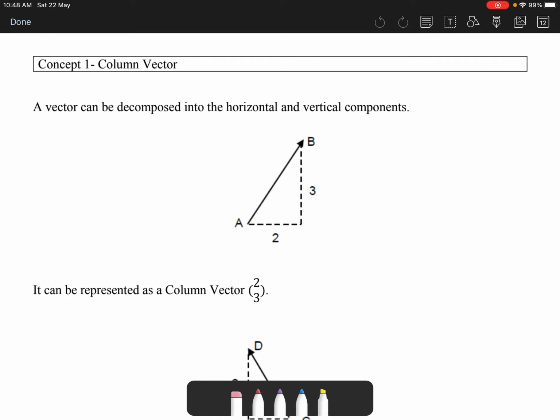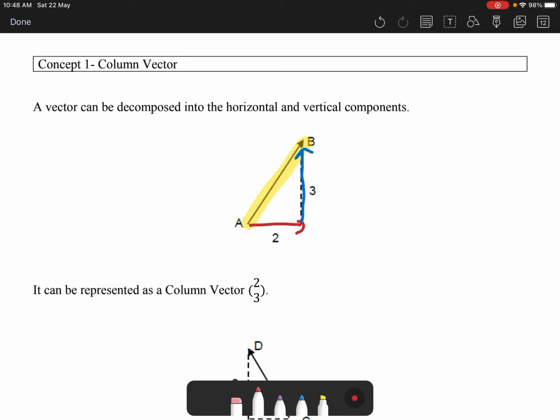The next concept will be on something called a column vector. So if we want to represent this arrow in terms of column vector, how should we do it? First of all, this vector can be decomposed into your horizontal and your vertical arrow. So these two arrows make up your diagonal arrow.